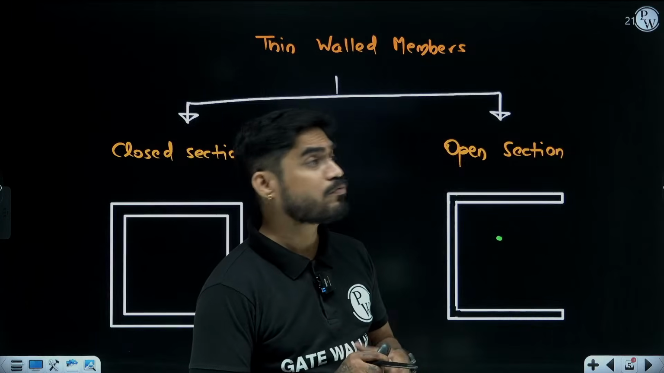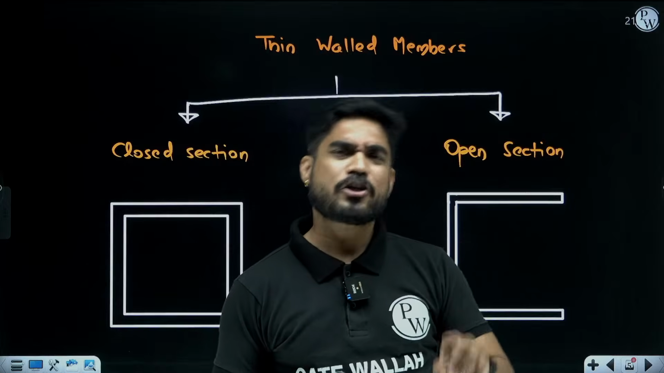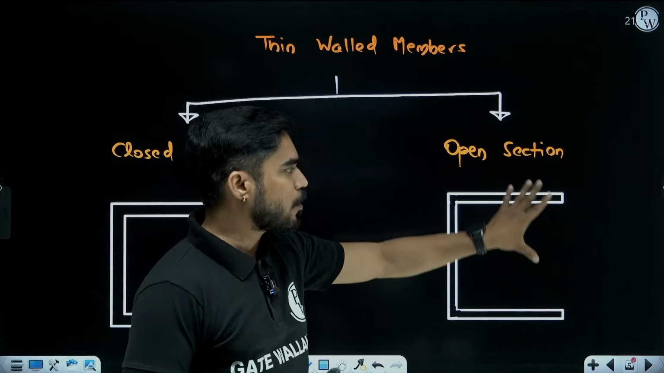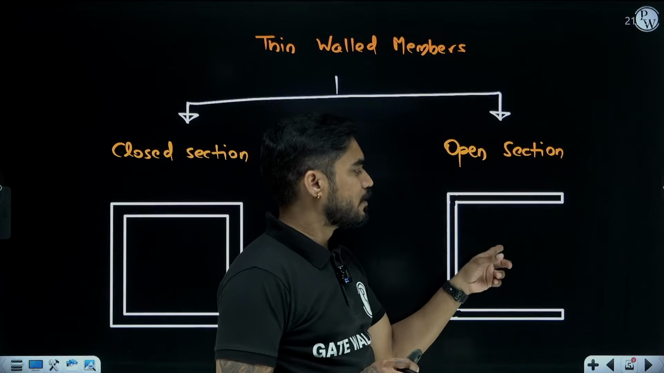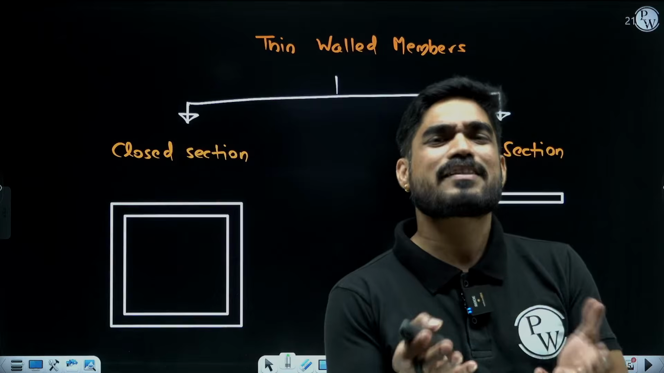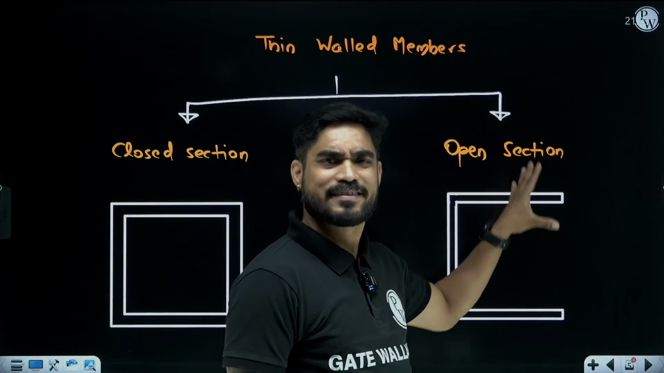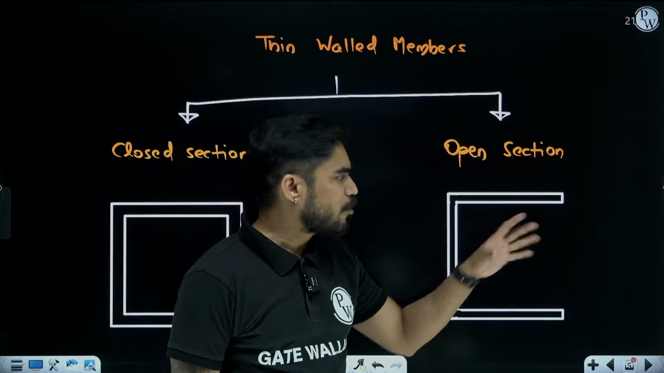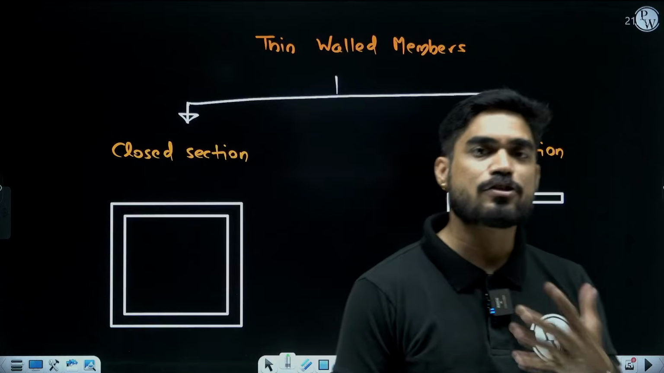Then sir, why do we study open sections? Because there are some sections which, for some reasons, might be subjected to torsional moments. Although they are not designed to sustain torsional moments, basically they are designed to sustain bending moments, but due to some accidents they might be subjected to torsional moments, right? So we need to understand how much torsional stress, how much shear stress will be developed in these types of sections if they are subjected to some torsional moment by accident. That also we need to study.